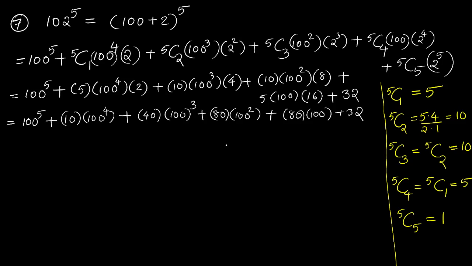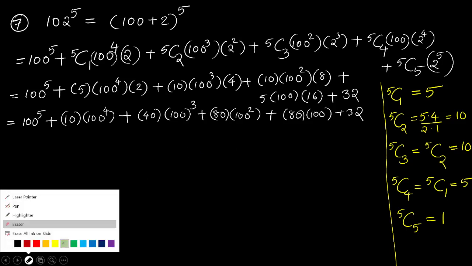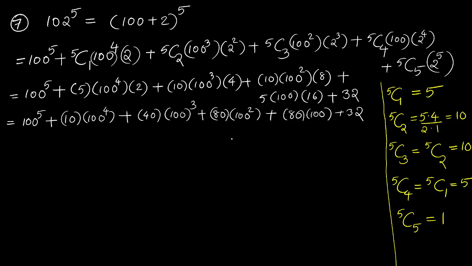100 raised to 5 is 1 followed by 0 0 five times. Give some gap, otherwise it will be confusing. 100 raised to 5: 0 0 first time, second time, third time, fourth time, fifth time, then 1. This is 100 raised to 5.